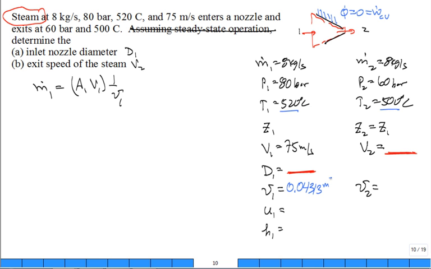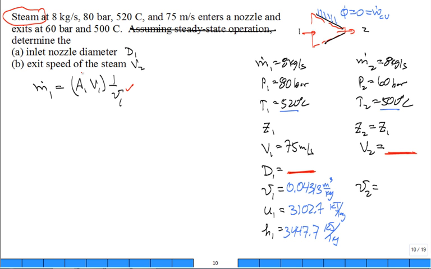0.04313 meters cubed per kilogram. And then U1, I'm not going to need it. I don't need U1, but that's my experience telling me I don't need it. But the first time you do this, you probably just grab all the values. 3102.7 kilojoules per kilogram, and H1 is 3447.7 kilojoules per kilogram.